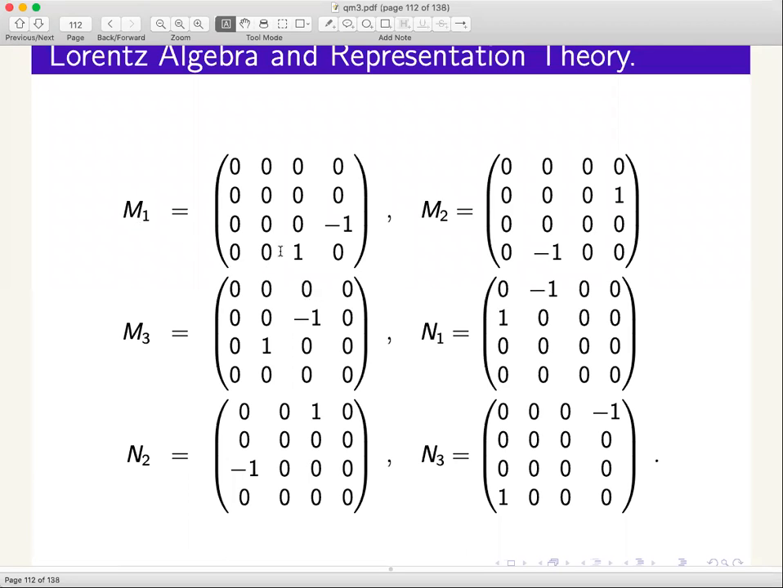So you look at m1, it rotates only these 2 coordinates. Okay, so suppose they are called w, x, y, z, then it is a rotation in yz plane. This is a rotation in xz plane. This is a rotation in xy plane. Okay, this is a rotation in wx plane. This is in wy, and this is in wz.